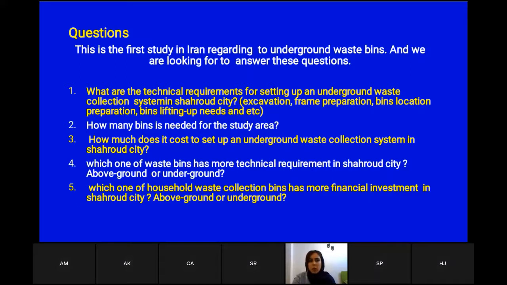This is the first or second study in Iran regarding underground waste bins, and we are looking to answer these questions. What are the technical requirements for setting up an underground waste collection system? How many bins are needed? How much does it cost? And other questions.